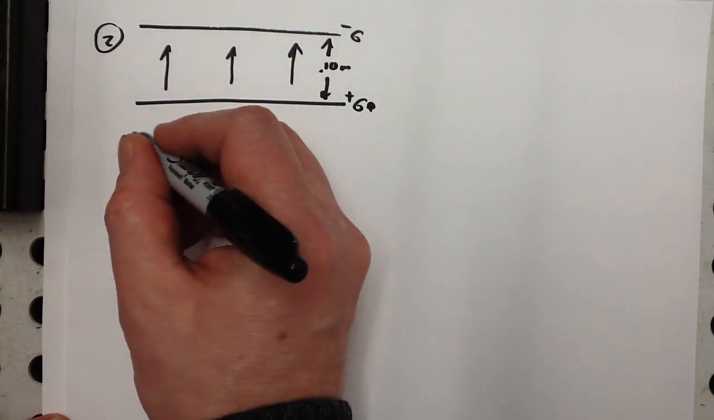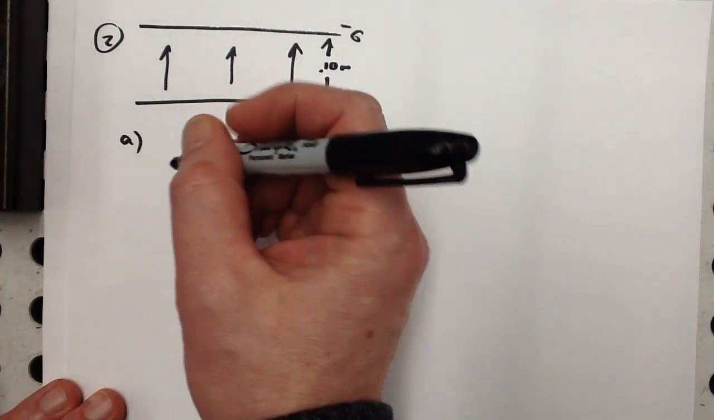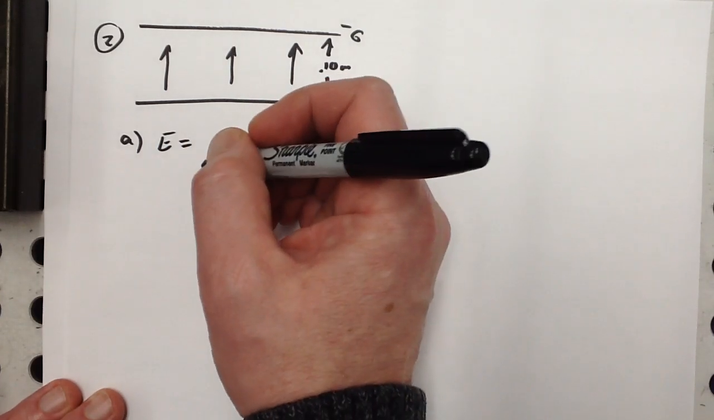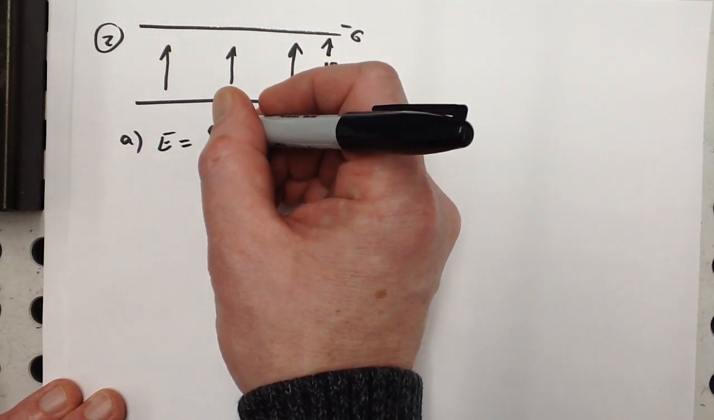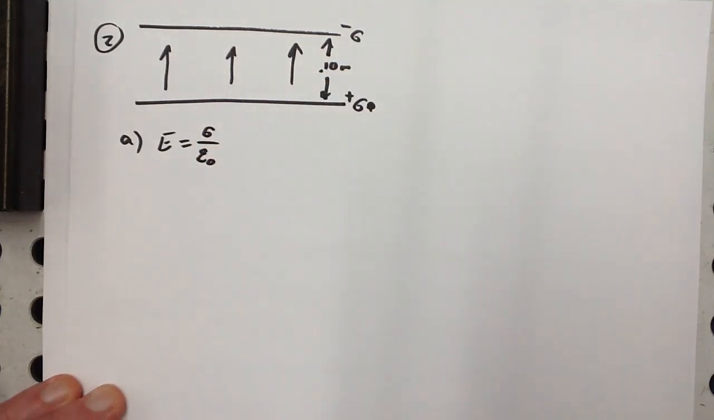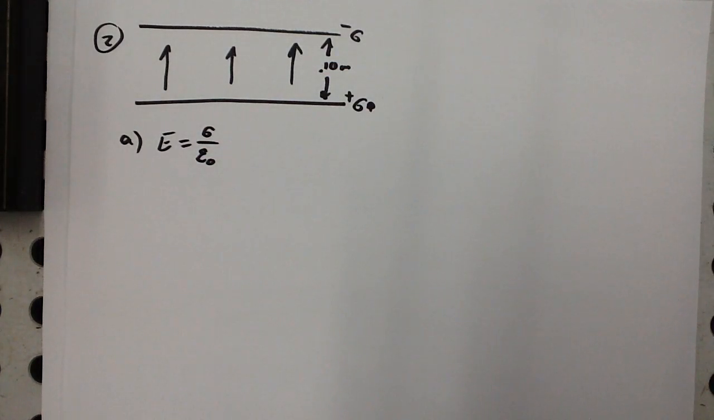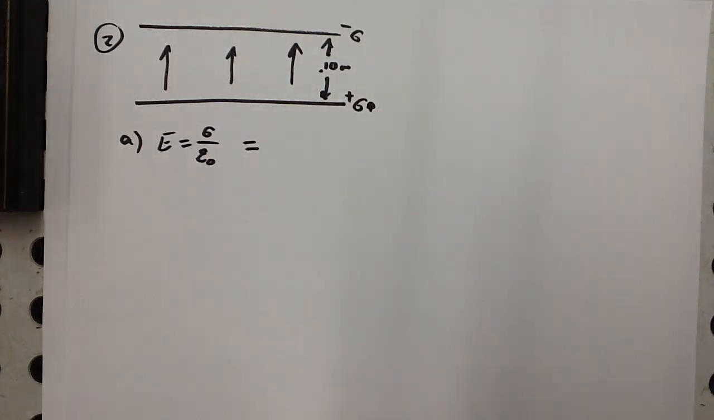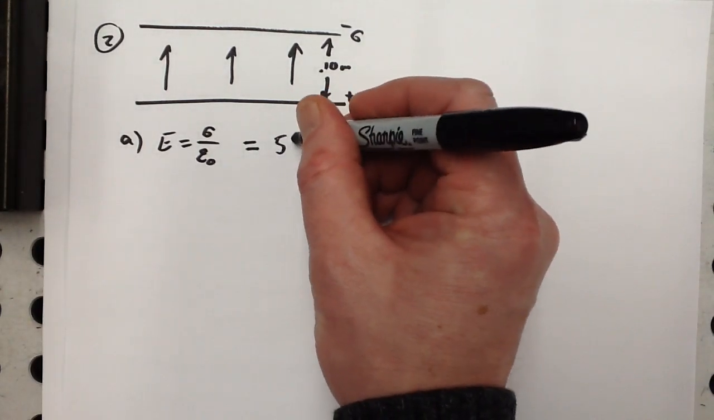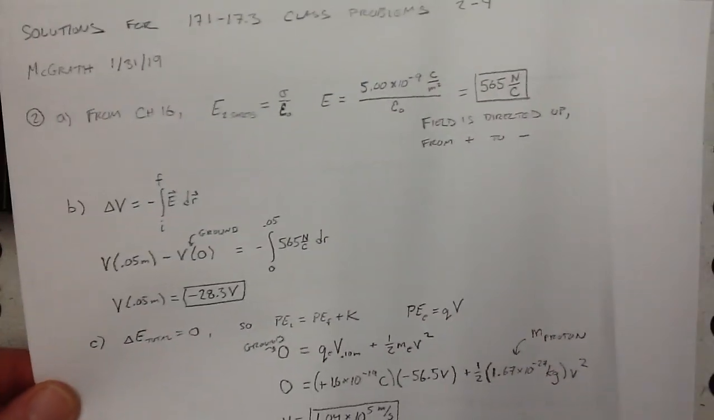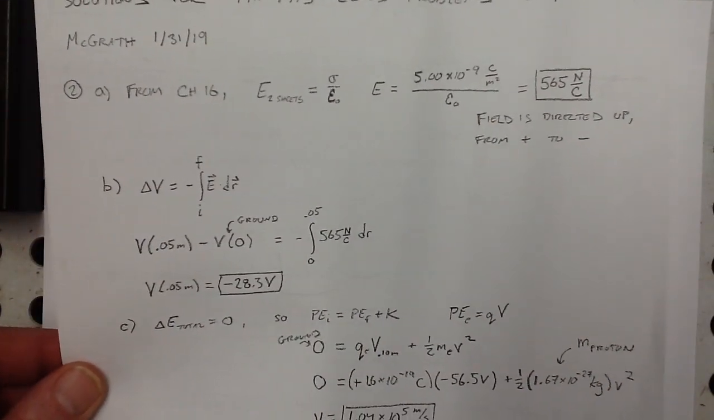So in part A, we just looked for a relationship back from chapter 16, that the electric field is equal to that charge density divided by epsilon sub 0. And when you do that, I'll spare you the math, I hope that you have nearby to you this solution, all these written out.